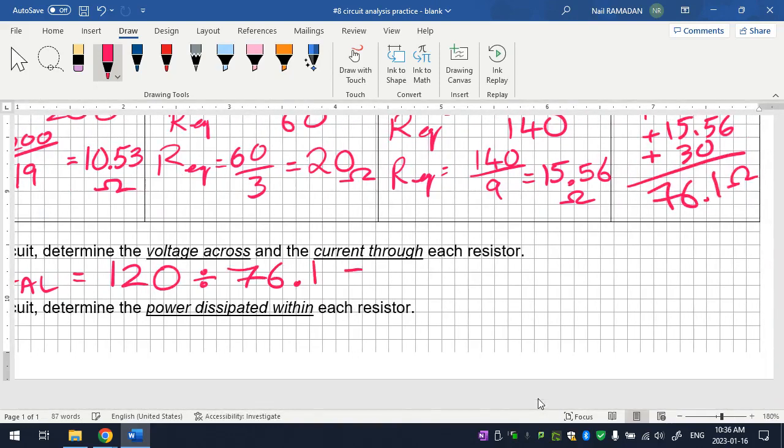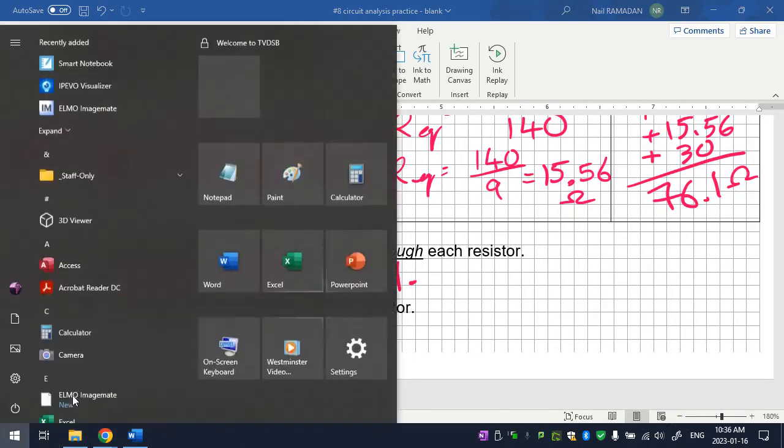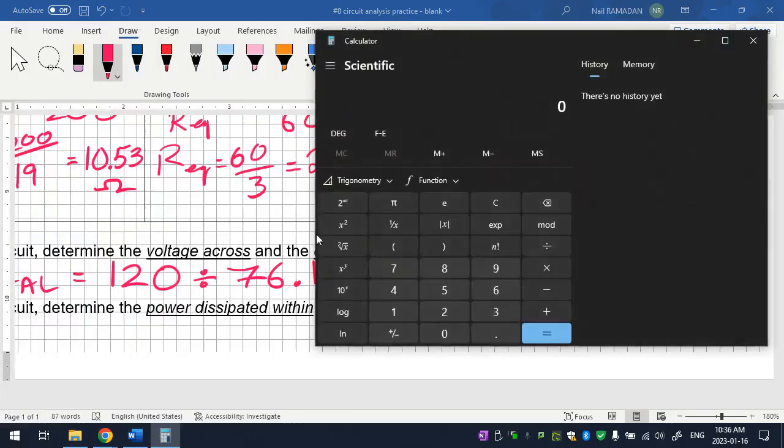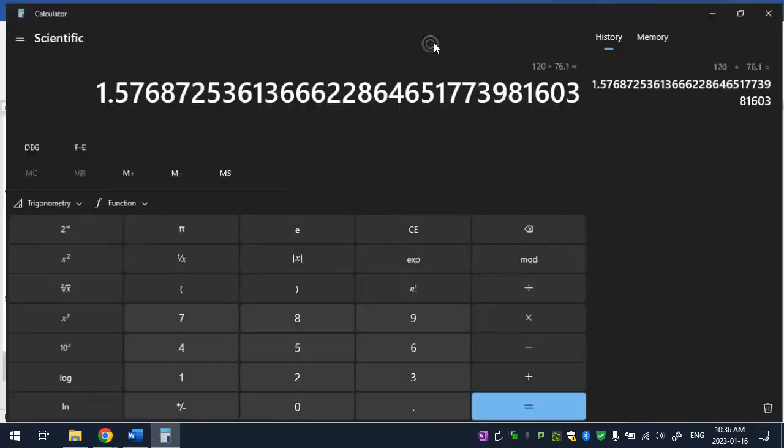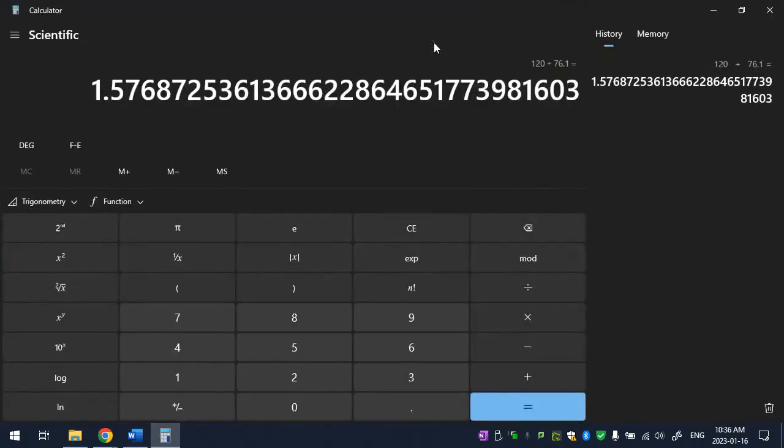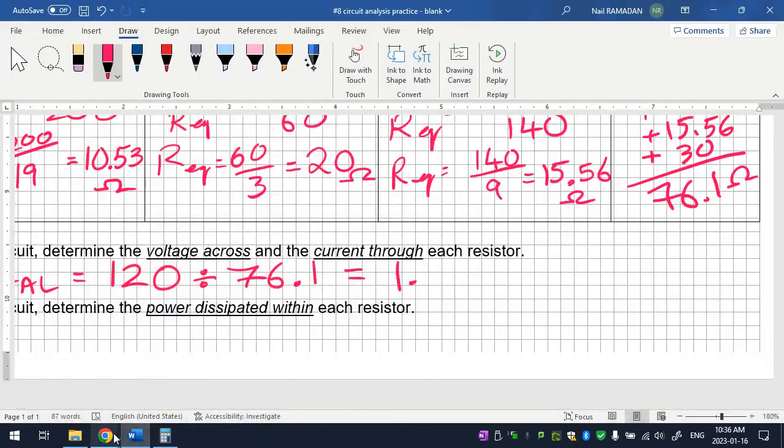76.1. How much is that? 1 point something. It's got to be 1 point something. 120 divided by 76.1. I need to only keep 3 digits. So how much? 1.58. Nice. So that means if I build this on the app, on the website, I should get 1.58 in the ammeter reading.